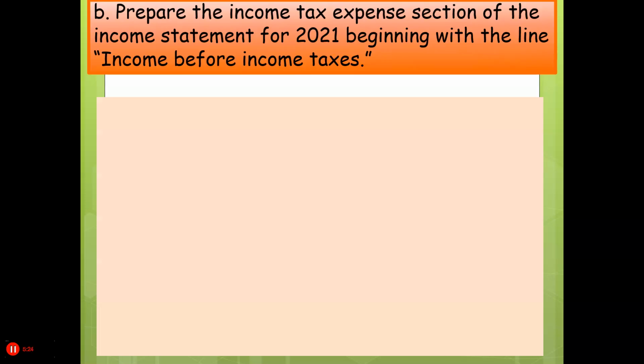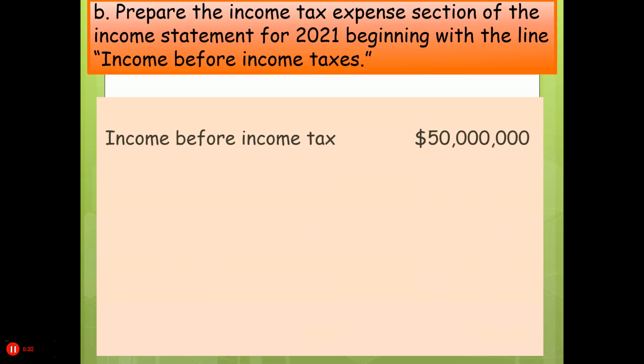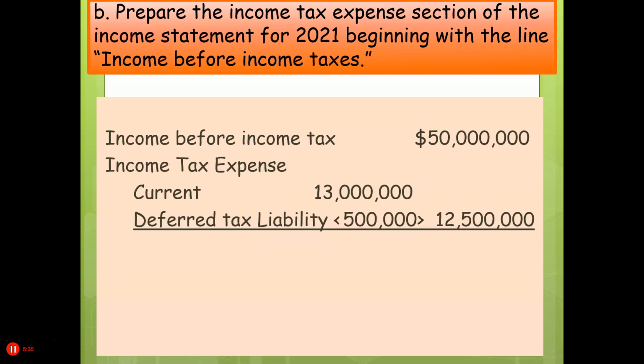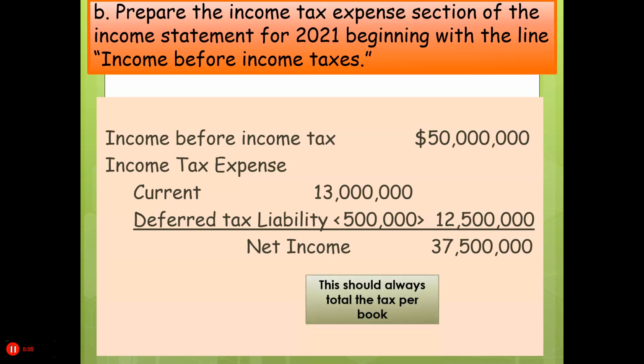Now let's prepare the income tax expense section of the income statement for 2021, beginning with the line income before income taxes. It was $50 million. We go income tax expense, current is $13 million. We have a deferred tax liability of $500,000, which means our net amount is $12,500,000. And so our net income for book purposes is $37,500,000. This should always total the tax per book.